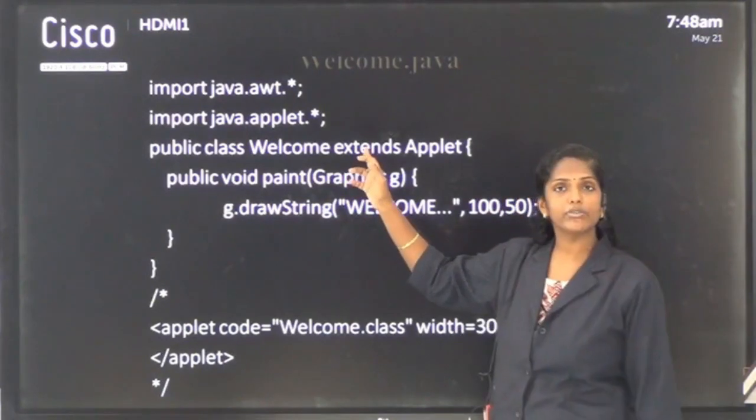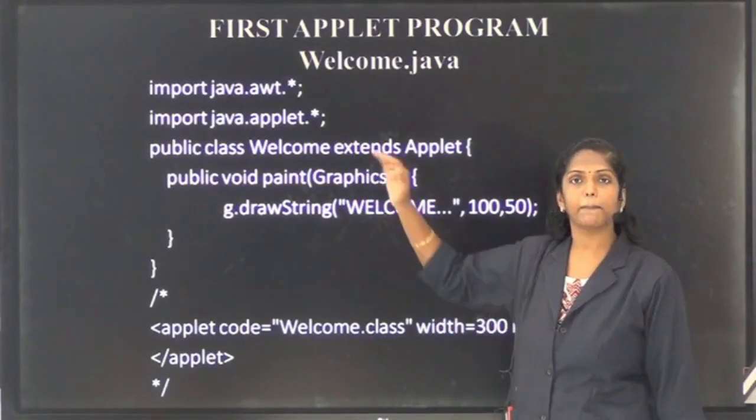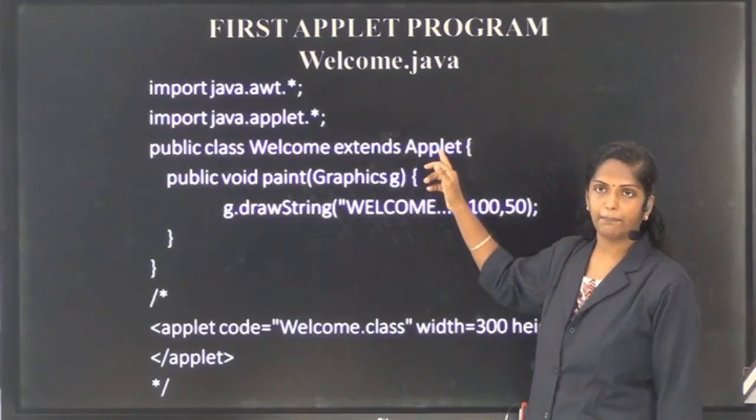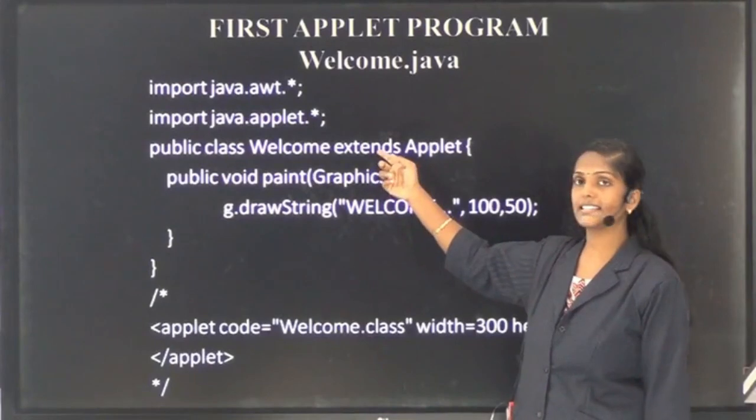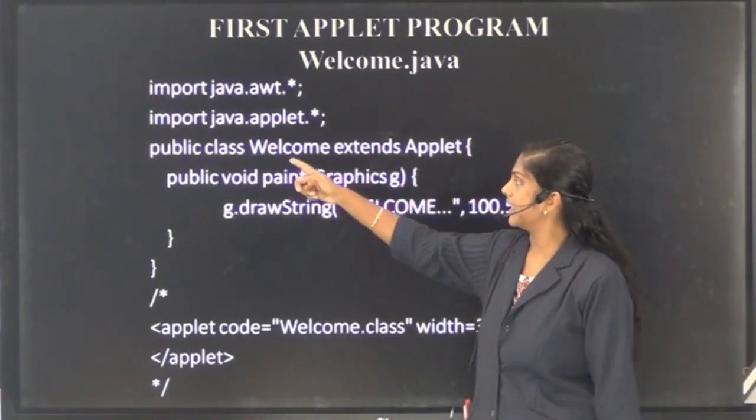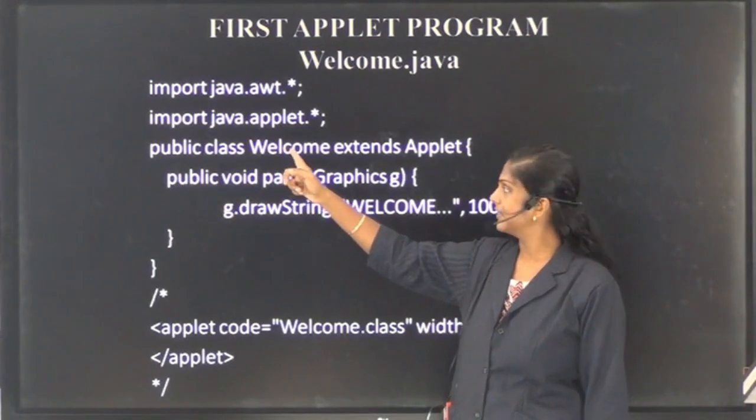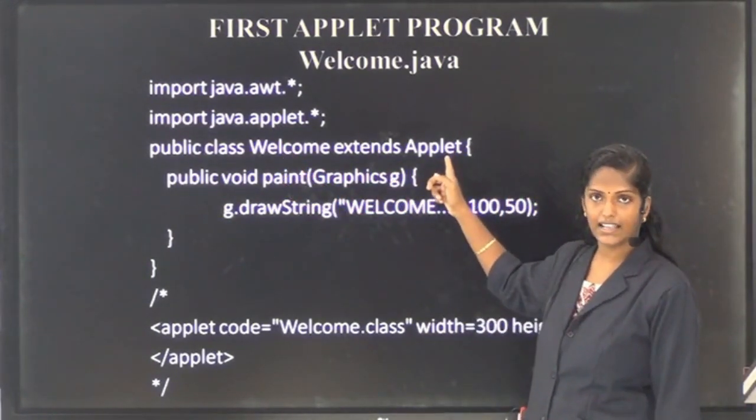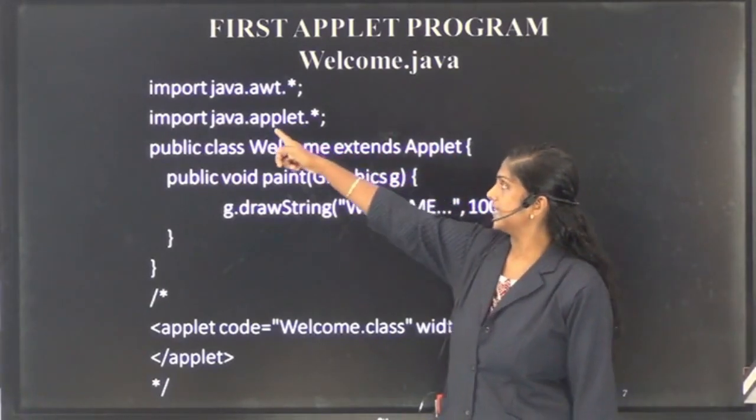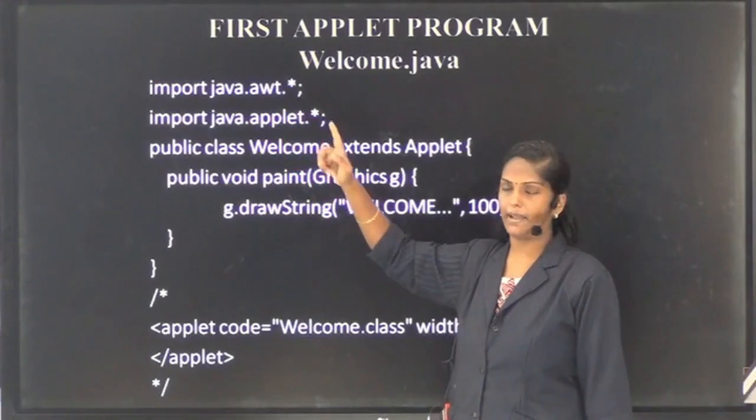And why have I used the extends keyword? Because every applet class must be a subclass of the built-in Applet class. So how can we create a subclass? By using the extends keyword. So public class welcome extends Applet: I am creating an applet program named welcome, which extends our built-in class Applet. This Applet class is available in the java.applet package.